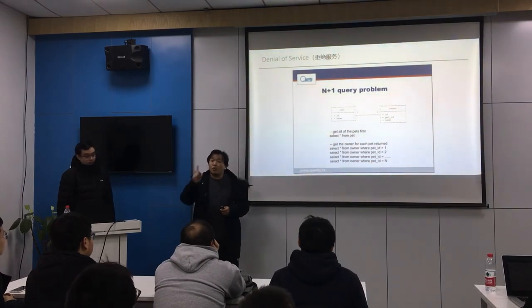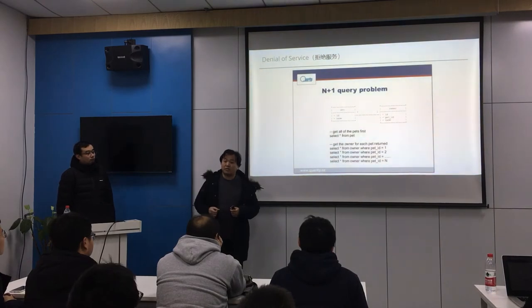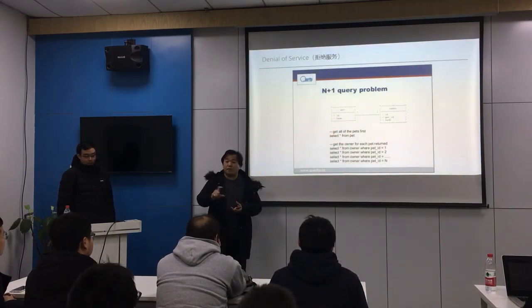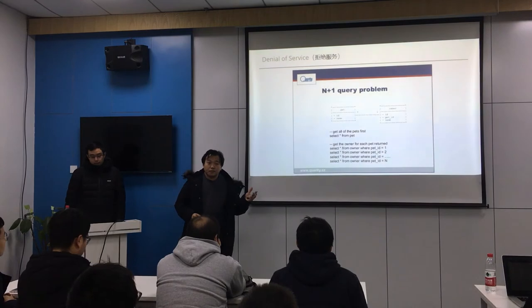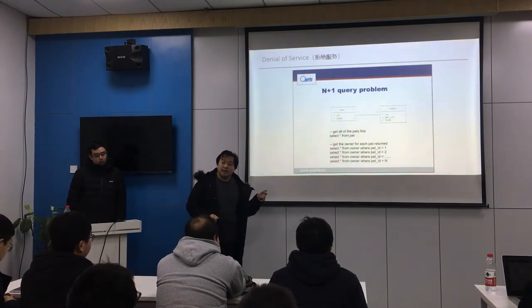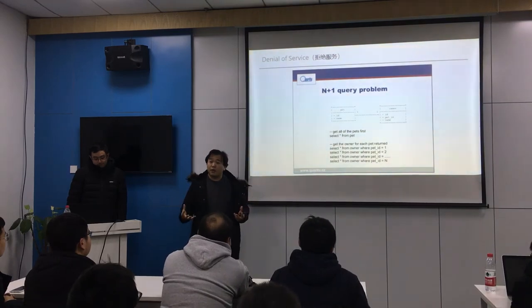So instead of making one query to the pet table, you need to make four queries. One query to the pet table, and another query each for the pet owner. So obviously, if you know this in the developer world, this is not efficient. What we're trying to highlight here is that one request could potentially create a lot of requests.